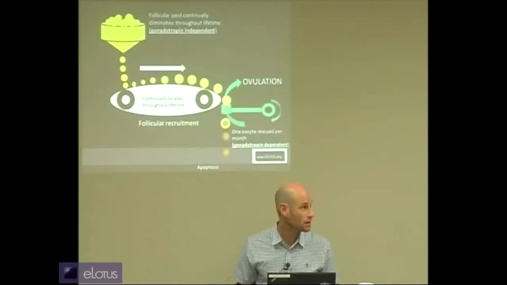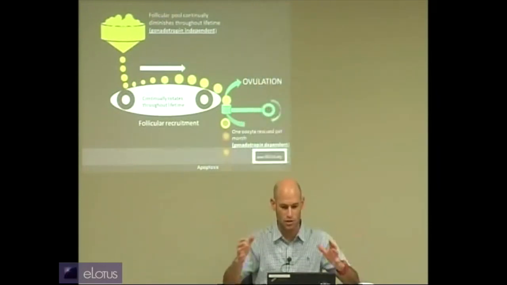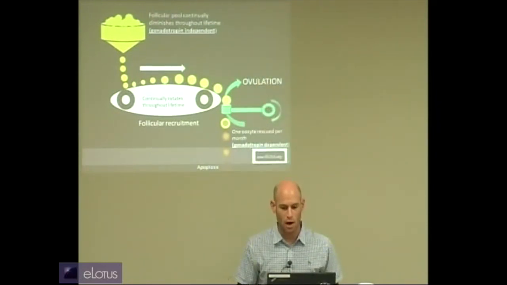If a woman is pregnant, the pool is diminishing. If a woman is having regular periods, not having regular periods, it doesn't matter. This is all independent of that. This pool slowly diminishes over time. And ovulation represents the rescuing of one of these eggs per month, usually, as the pool is diminishing. And they're sort of independent of each other.